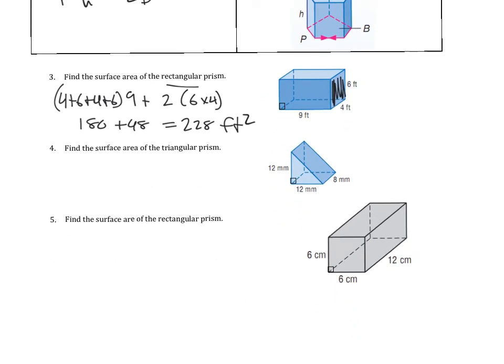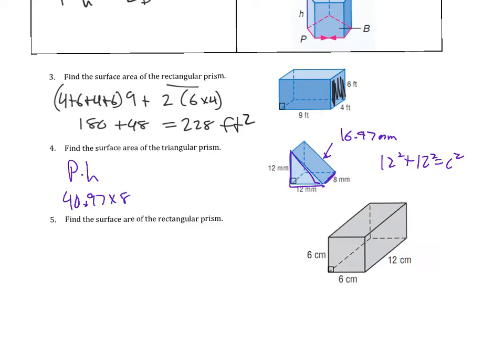For number 4, find the surface area of a triangular prism. I need to figure out that third side. So this third side is going to be 16.97 millimeters. So perimeter of the base times the height. And all I did, Pythagorean theorem. We've done that a lot. You guys should start to recognize that. So 16.97 plus 12 is going to be 40.97 times my height, which is 8.